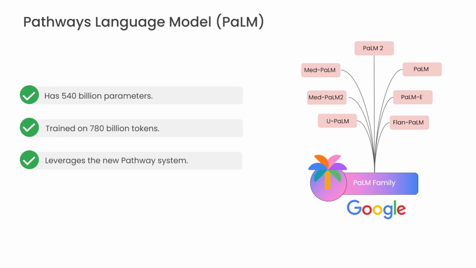PaLM, or Pathways Language Model, is a state of the art language model developed by Google. It boasts an enormous 540 billion parameters, making it one of the largest and most powerful language models to date. PaLM was trained on a vast dataset of 780 billion tokens, enabling it to achieve remarkable performance across a wide range of language tasks. Despite its large size, PaLM is designed to be highly efficient, leveraging Google's Pathways system to scale across multiple tasks and modalities.